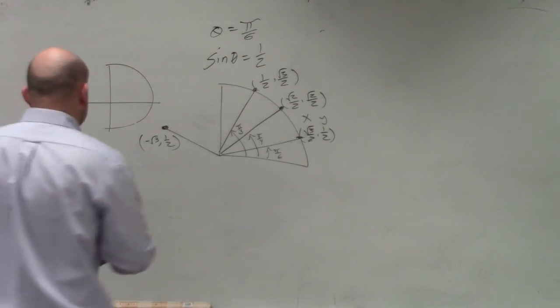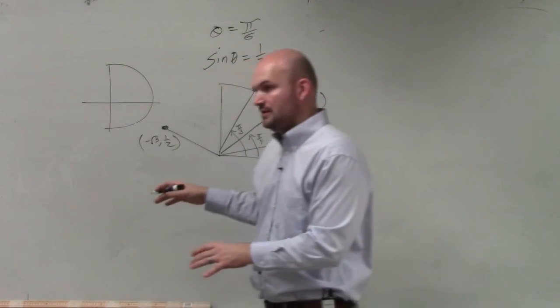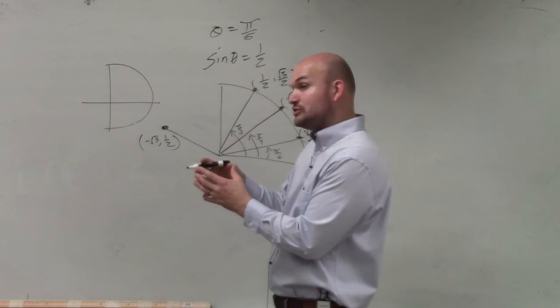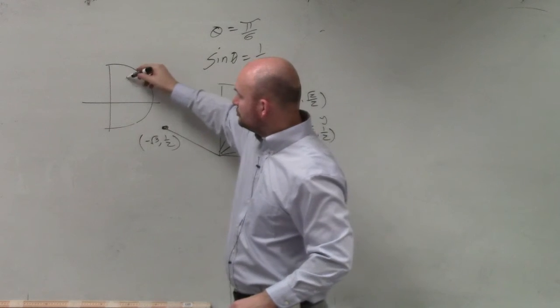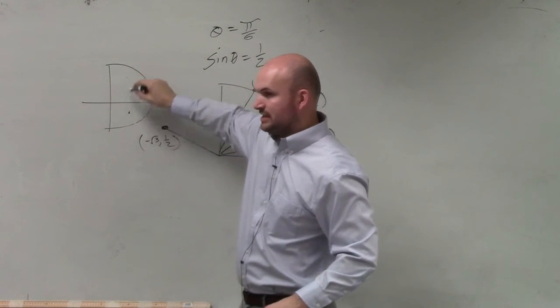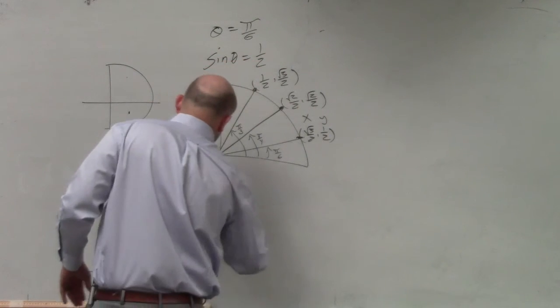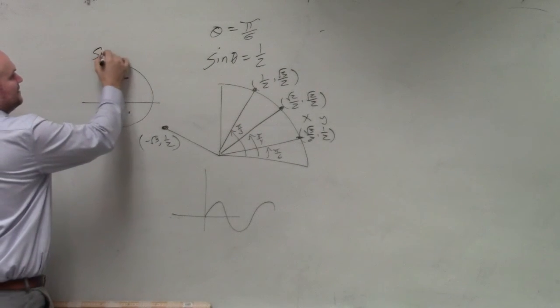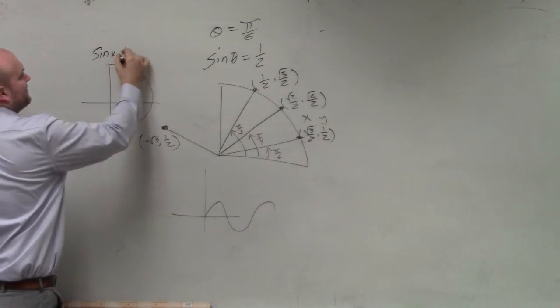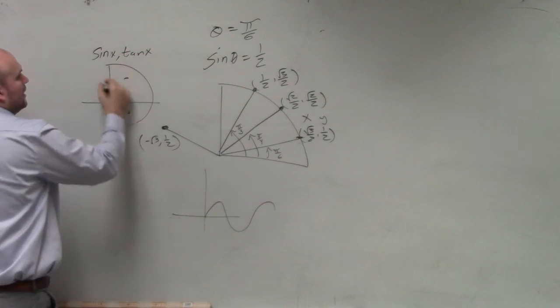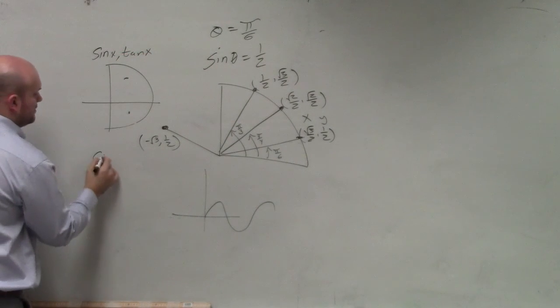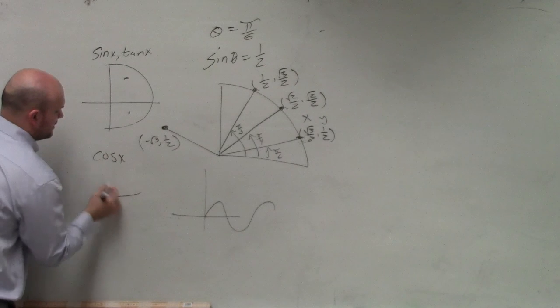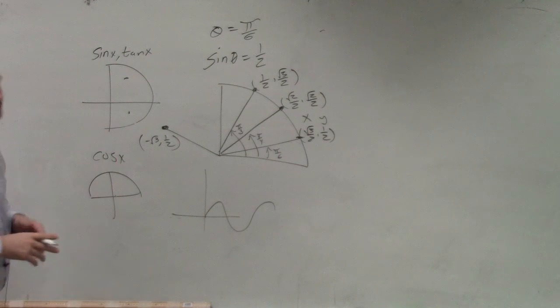If you remember, when we took the inverse of sine, we had to restrict the domain of the sine function to only be between the first and the second quadrant. Sine of x and tangent of x are restricted in the first and the fourth. Cosine of x is restricted in the first and the second. That is a totally different problem.